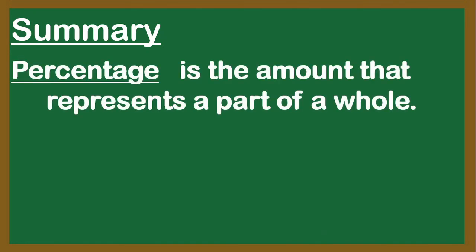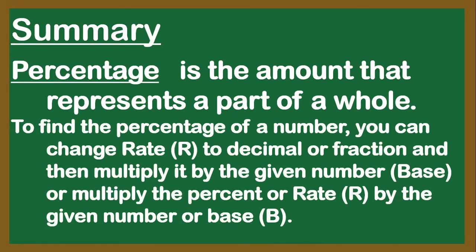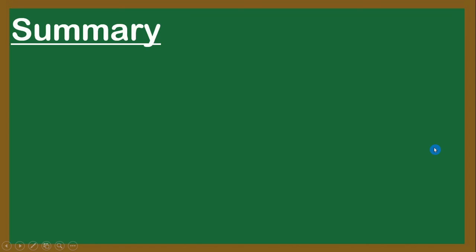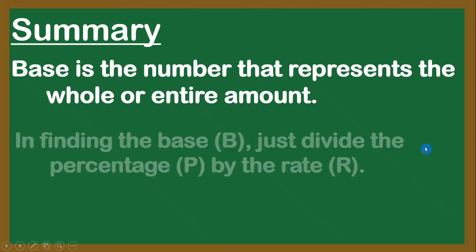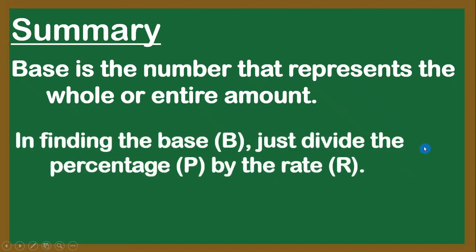Let us summarize the lesson. Percentage is the amount that represents a part of a whole. To find the percentage of a number, you can change rate R to decimal or fraction and then multiply it by the given number, the base B. Base is the number that represents the whole or entire amount. In finding the base B, just divide the percentage P by the rate.